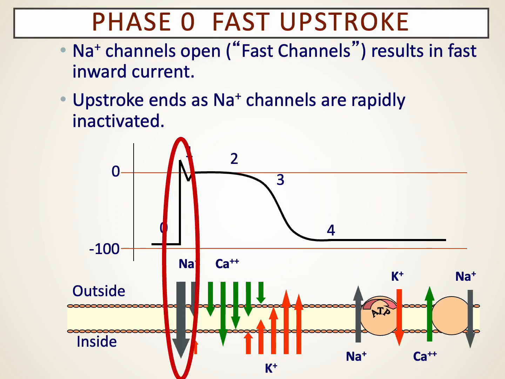So let's first now talk about phase 0. In phase 0, the sodium channels open up, resulting in a fast inward current, and that upstroke ends as sodium channels are rapidly inactivated. So that's the very first phase. And so there are antiarrhythmic drugs that affect the ability of the sodium channel to open up and allow sodium in, and that's basically how some of those sodium channel affecting agents can work.